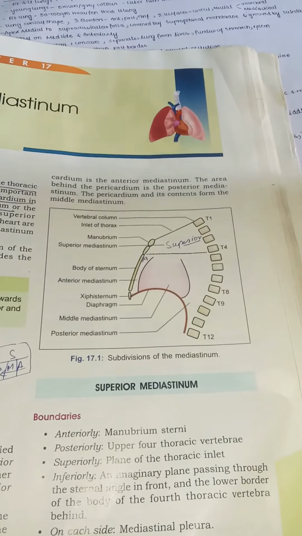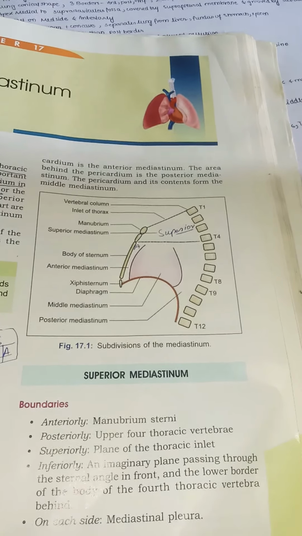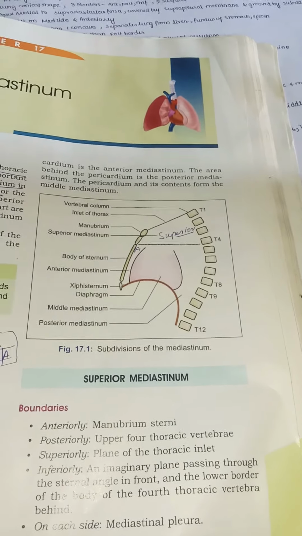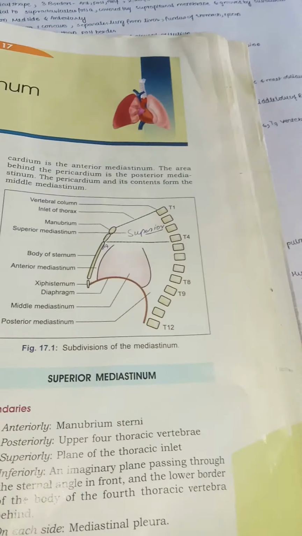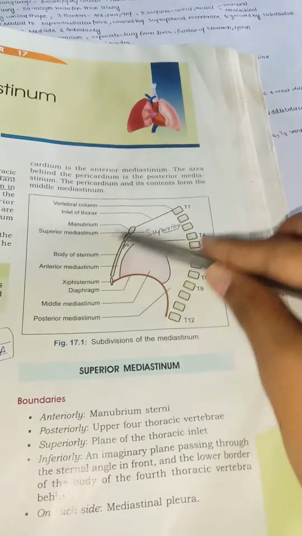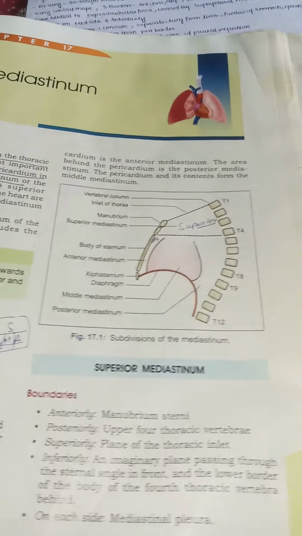Going to start the mediastinum. So you can see the mediastinum is nothing but the middle space in between both right and left lungs, and it is present in the thoracic cavity, right in the middle of the thoracic cavity, and it includes the mediastinal pleura. So mediastinal pleura is nothing but the pleura which is covering the medial side of the lung, either on the right side or left side. So that is called the mediastinal pleura.